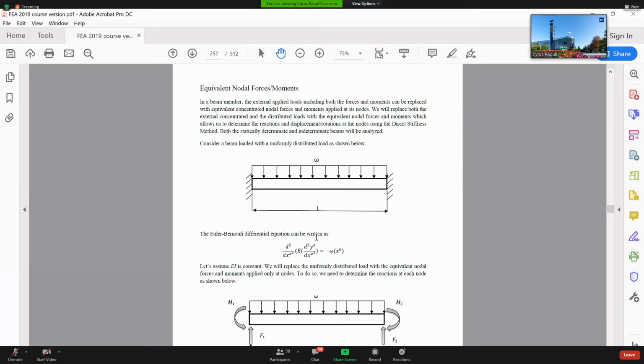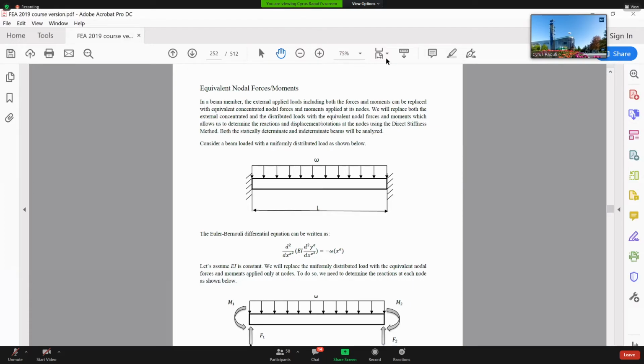One more subject that we need to consider here is what is called equivalent nodal forces and moments. Let's make sure that in the beginning you are not going to get lost quickly. What I'm talking about now is the direct stiffness method. Whenever you want to use the direct stiffness method, you need to move the forces to the node, because the direct stiffness method is based on nodal forces and nodal moments.